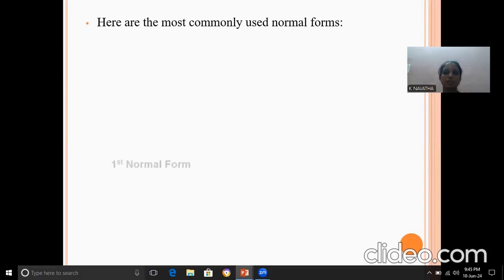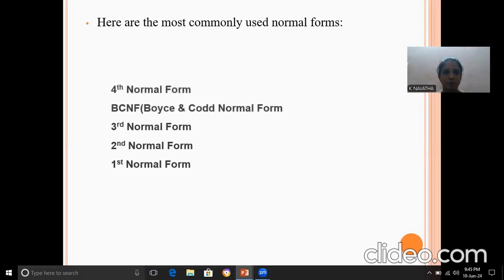Next we're going to discuss the most commonly used normal forms. They are first normal form, second normal form, third normal form, BCNF, fourth normal form, and fifth normal form. Fifth normal form is A plus, fourth is A, BCNF is B plus, third is B, second is C, and first normal form is the lowest.